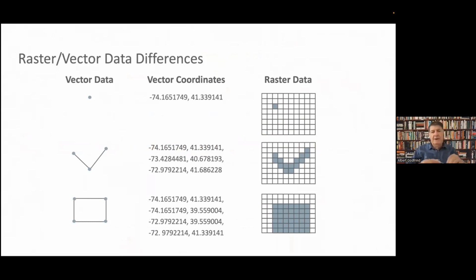It is illustrated here. Vector data is precise. It will tell you that something is here through spatial coordinates. For example, this point here is at that particular spatial location, so longitude, latitude, somewhere, someplace.